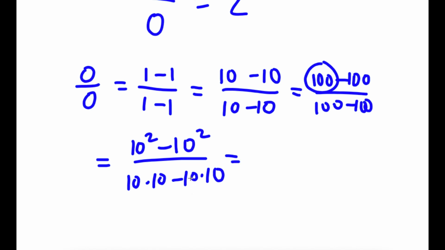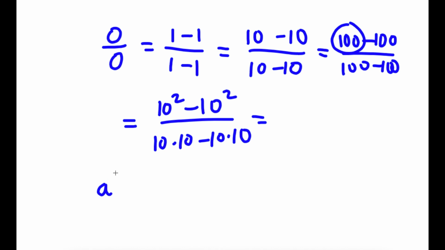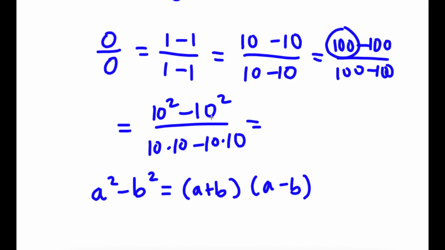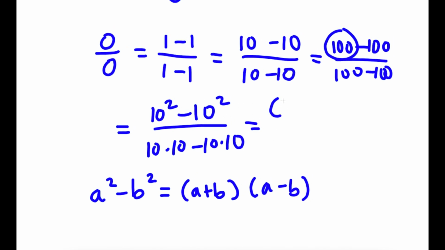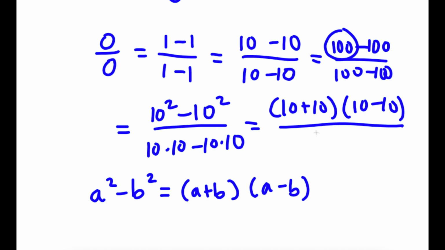And now if I have something in the form a squared minus b squared, this is equal to a plus b times a minus b. So 10 squared minus 10 squared is equal to 10 plus 10 times 10 minus 10. Again, this is completely legal. I'm just using a property of exponents. And for my denominator, I'm actually going to factor out 10. So now I get 10 times 10 minus 10.